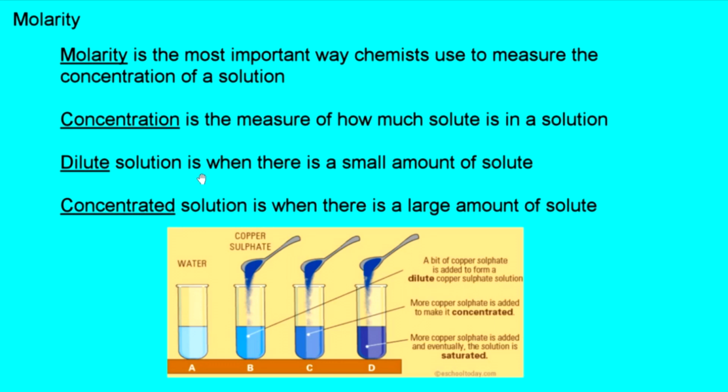A dilute solution is when there's a small amount of solute. A concentrated solution is when there's a large amount of solute. So here's a little picture here. Here's some plain water. If we added some copper sulfate, just a little bit, this would be a dilute solution. If we added a little bit more, this would be a concentrated solution. And if we added even more, then eventually the solution would be saturated.